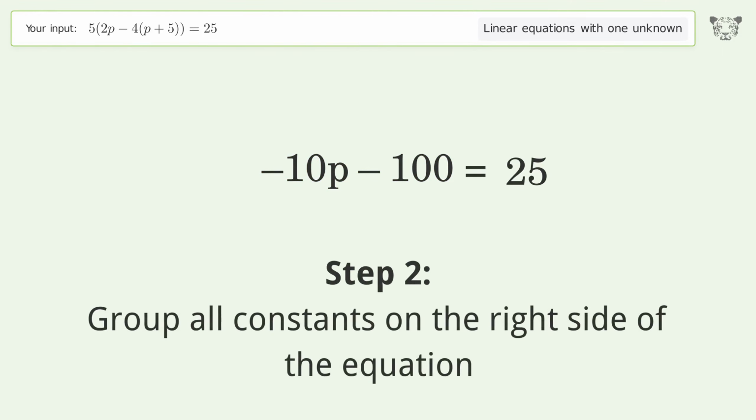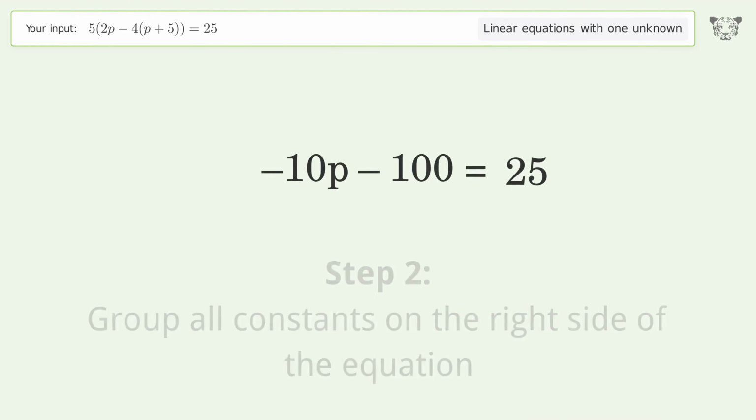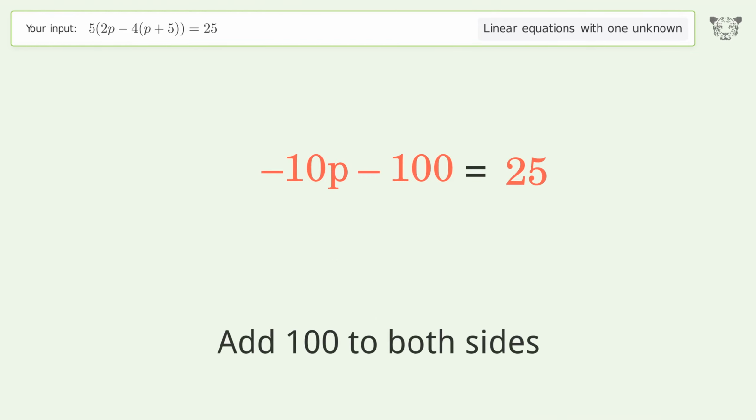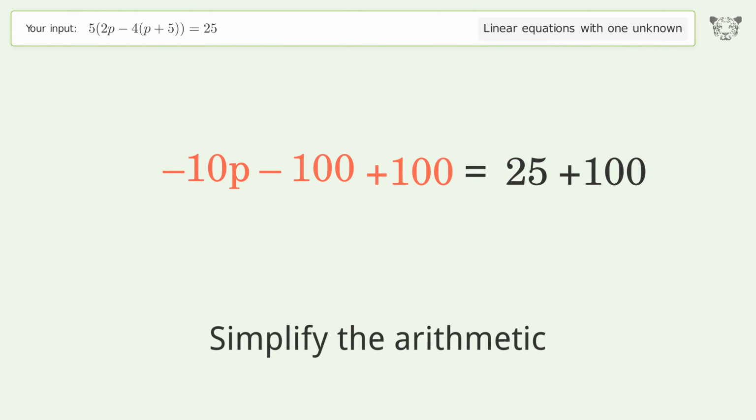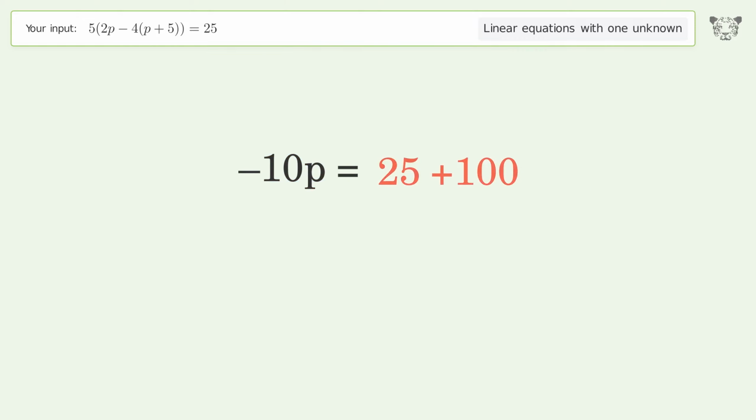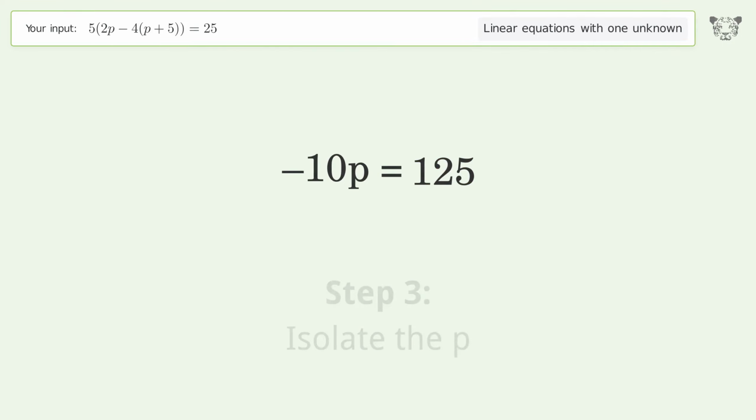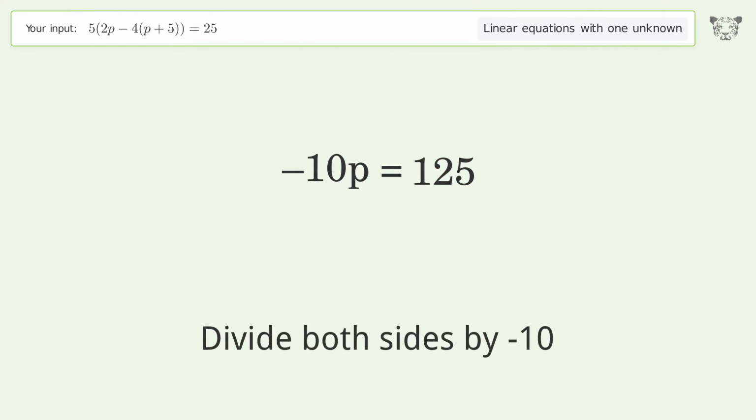Group all constants on the right side of the equation. Add 100 to both sides. Simplify the arithmetic. Isolate the p. Divide both sides by -10.